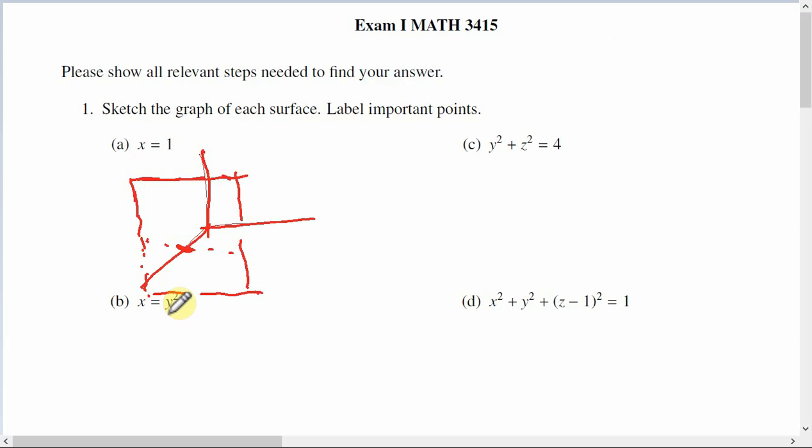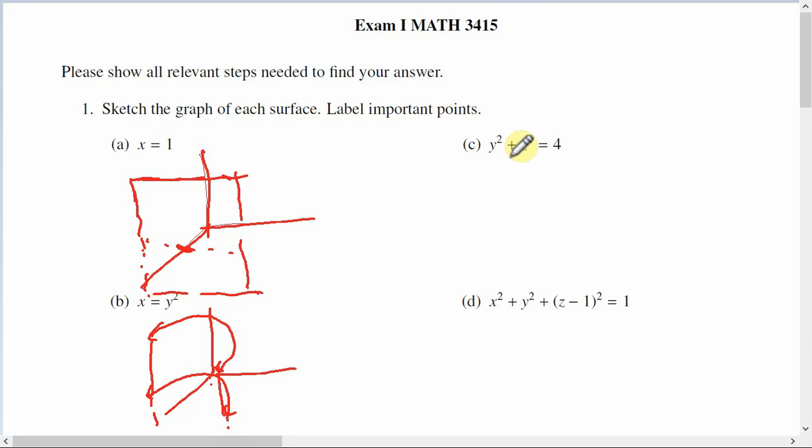X equals y squared, that one, we know I will generate the x coordinates by going along the y-axis, so I'll get a parabola going out this way. But since the z is not there, I just connect this into a cylindrical graph that goes infinitely in the z direction.